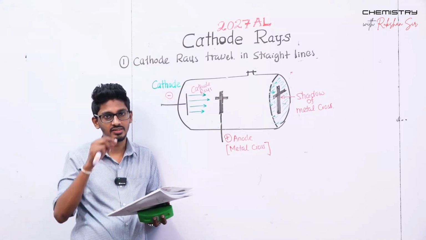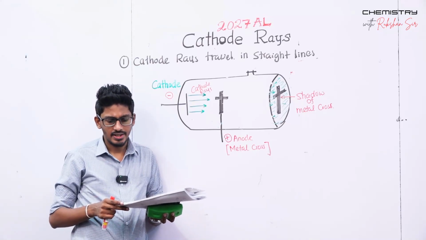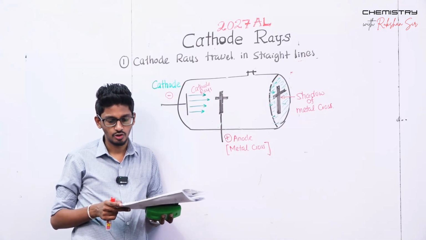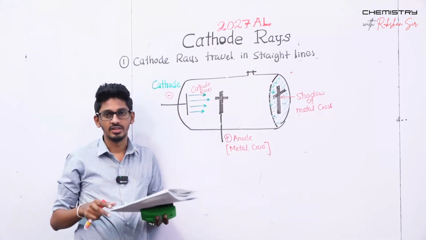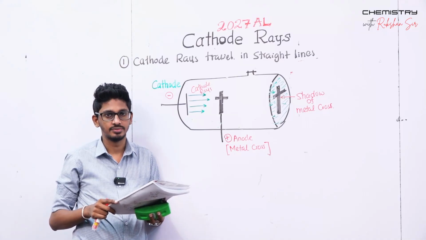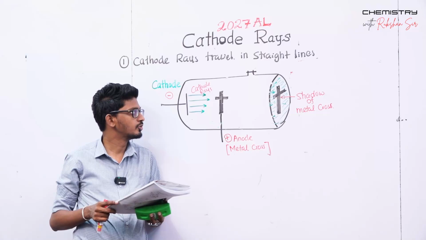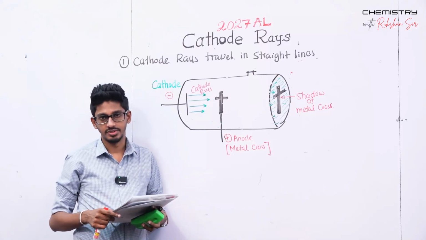Next dash, the next conclusion from this observation. Write it in red color again. Cathode rays travel in straight lines. Straight line motions are there. So those are the two conclusions we can make with this observation.